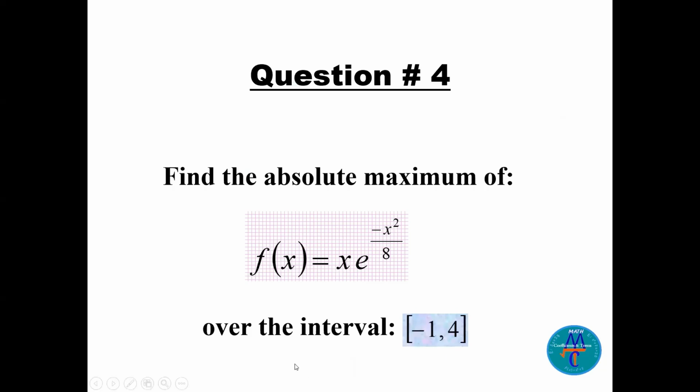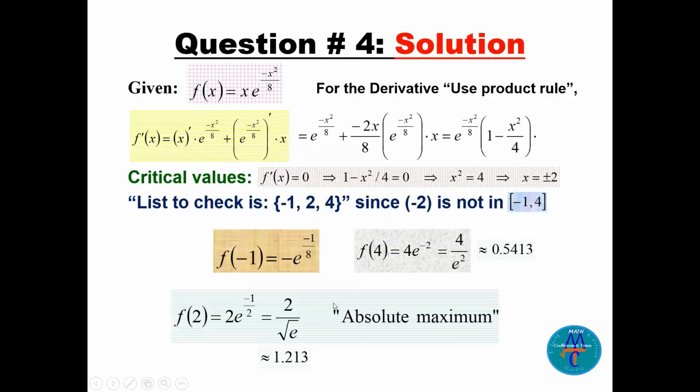Question number 4 says find the absolute maximum of this function f of x, x times e to the power minus x squared over 8 over the interval minus 1 to 4. So we have to study all the numbers from minus 1 to 4 and see where the absolute maximum is. We can start with the derivative f prime of x, and we see here that we have a product rule. Product rule, u prime v plus v prime u.